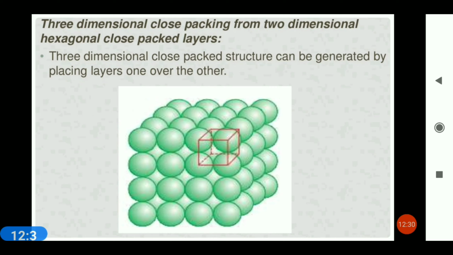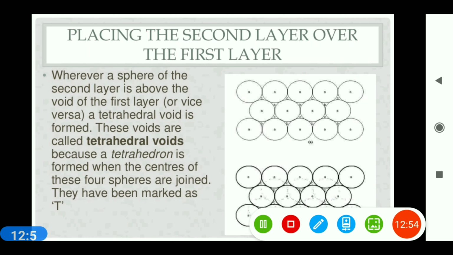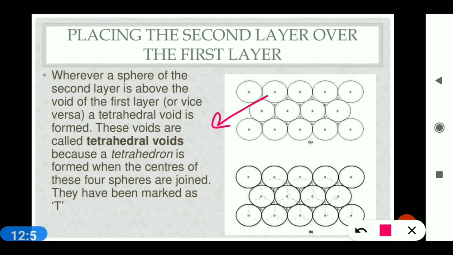Three-dimension close packing structure can be generated by placing one layer above the other. So this is the three-dimension view. You can see how the three-dimension hexagonal close packing is possible. Wherever a sphere of the second layer is above the void of the first layer, you can see voids are there. Void means the space. So you can see the space here.